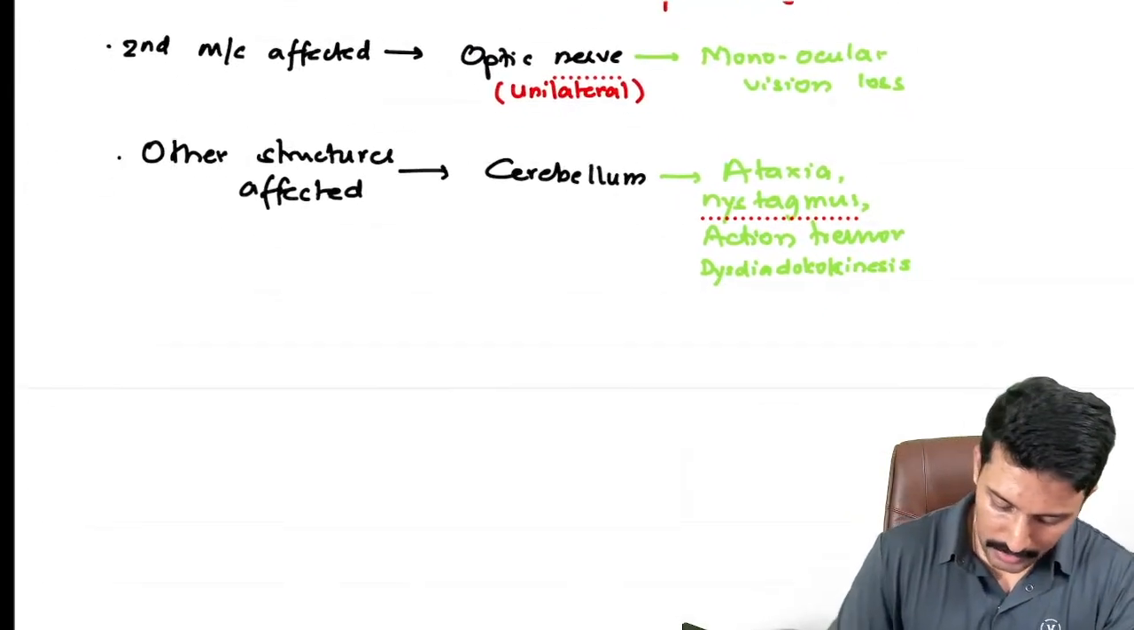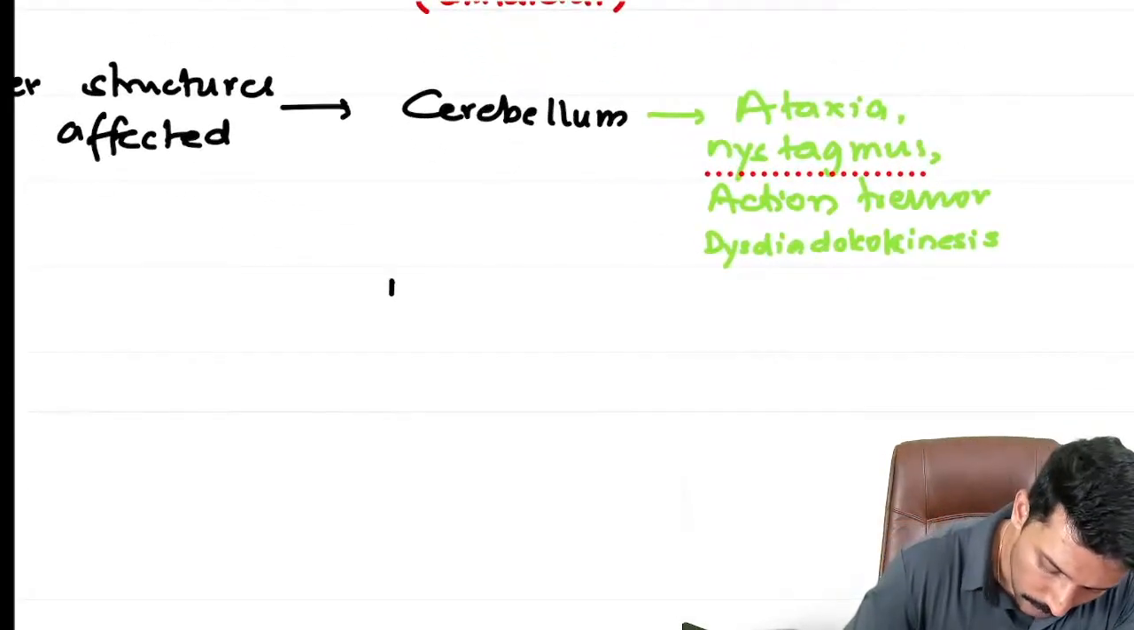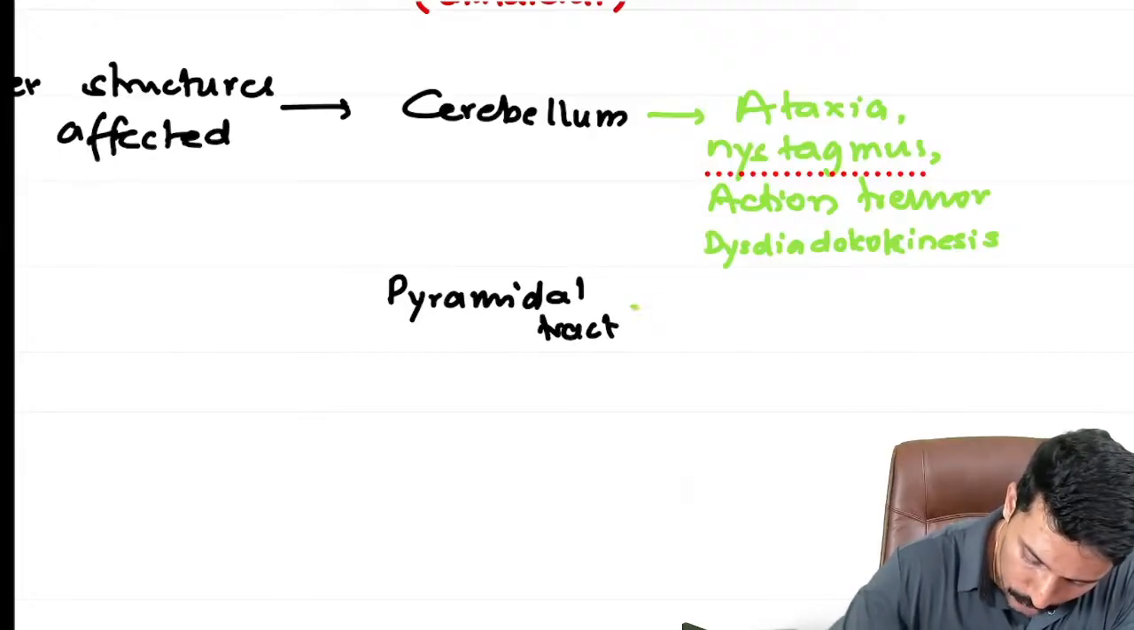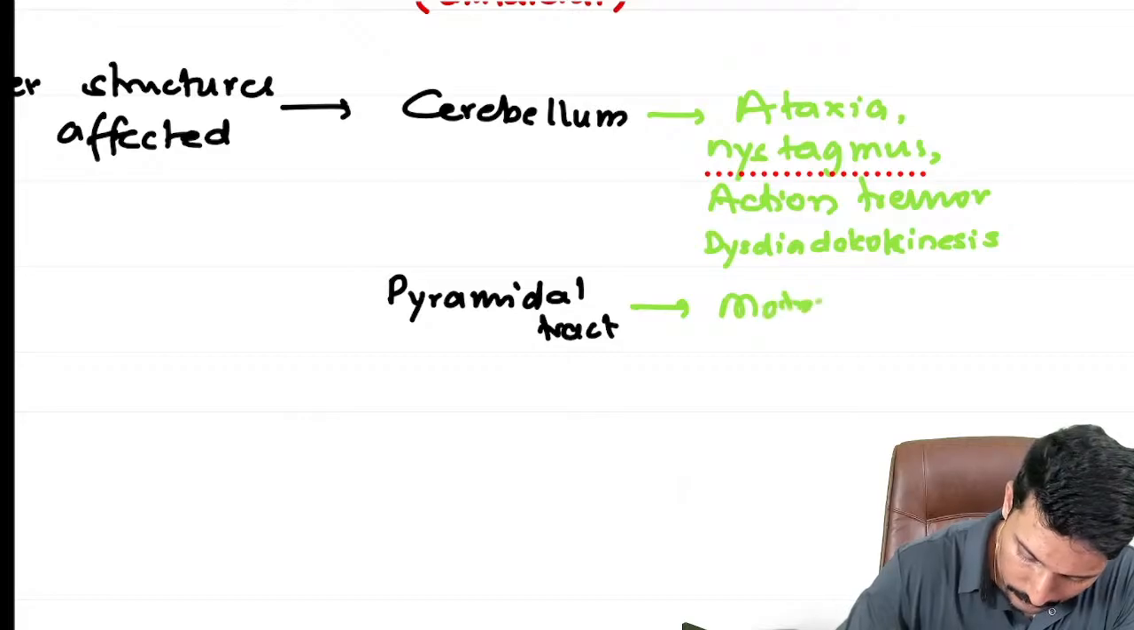Okay, then there can be demyelination of the pyramidal tract. And when the pyramidal tract gets demyelinated, it will produce motor weakness.